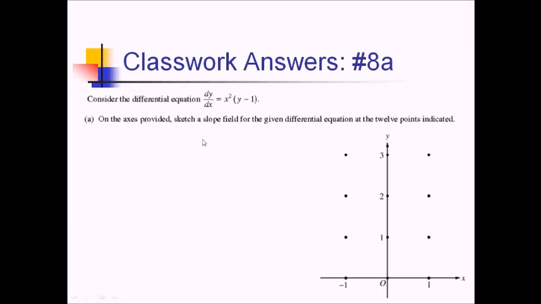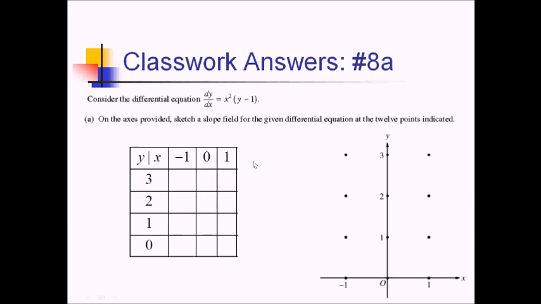For this problem, the first part of it anyway, we want to graph this differential equation in a slope field. We've got 12 points to take care of. I'm going to make a table to organize the information. So my x values, I'm going from -1 to +1. Y values, I'm going from 0 to 3.